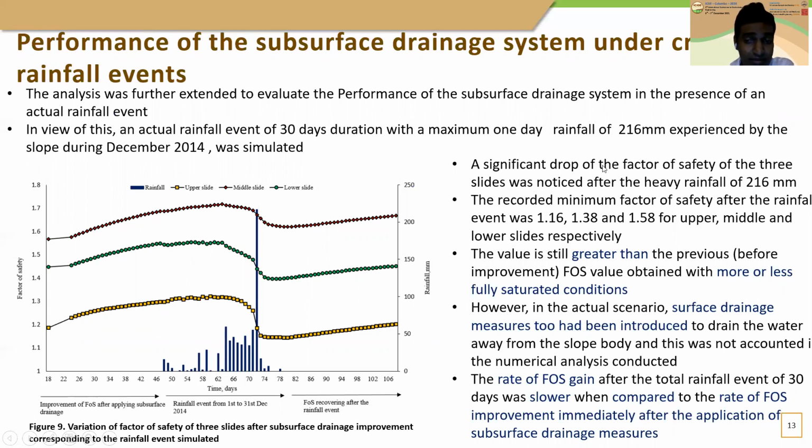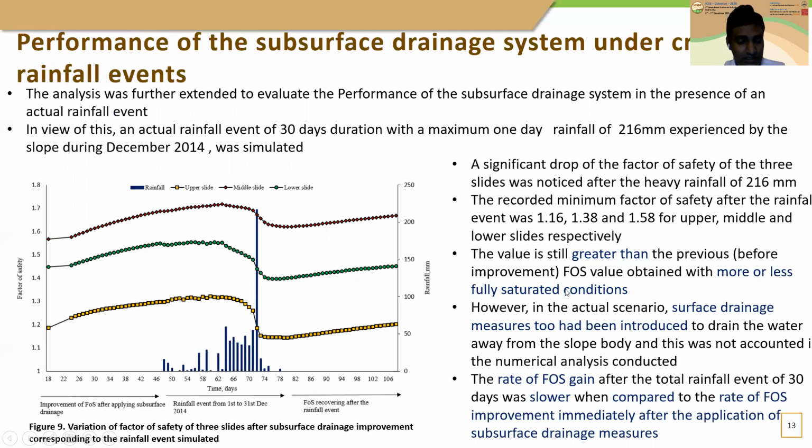So a significant drop of the factor of safety of the 3 slides was noticed after the heavy rainfall event of 216 millimeter. The recorded minimum factor of safeties with the rainfall event were 1.16, 1.38, and 1.58 for upper, middle, and lower slides, respectively. The recorded FOS values are still greater than the previous factor of safety values, which were obtained for fully saturated conditions without subsurface drainage measures.